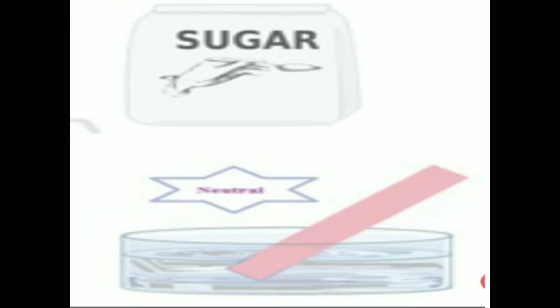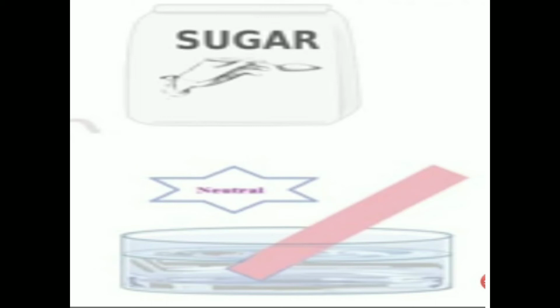For sugar, if you prepare the sugar solution and then put the litmus paper in, there will be no change in color. In fact, you can try it out with both red as well as blue litmus paper, and in both cases you will not see any change in color.